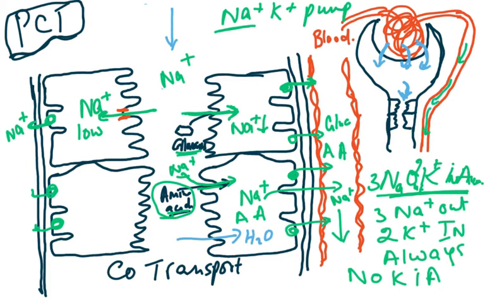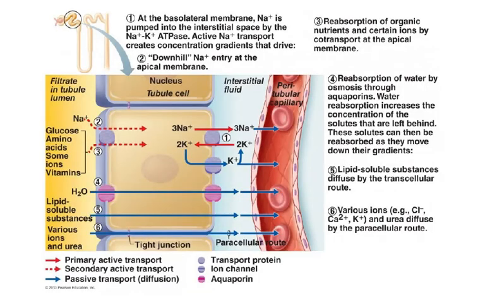So the sodium and glucose ions are co-transported. Sodium ions, glucose ions co-transported. So sodium and amino acids co-transported, and then the water follows. Now this is a very good and brief analysis of what happens here in the PCT, and just a repeat of what I just said.